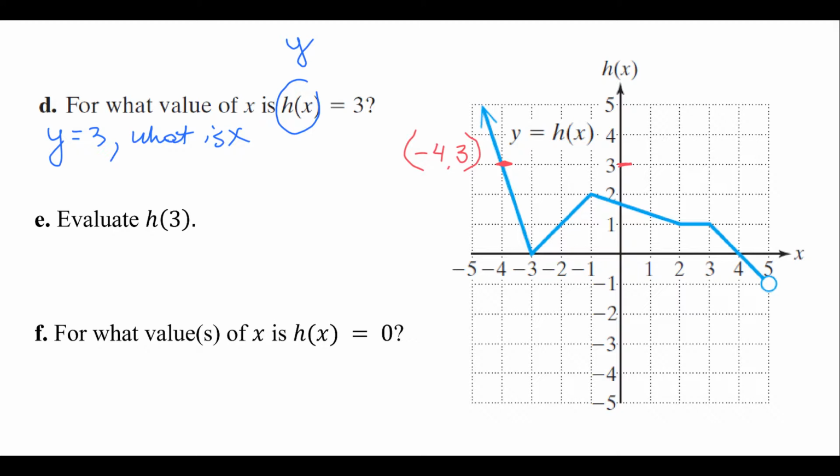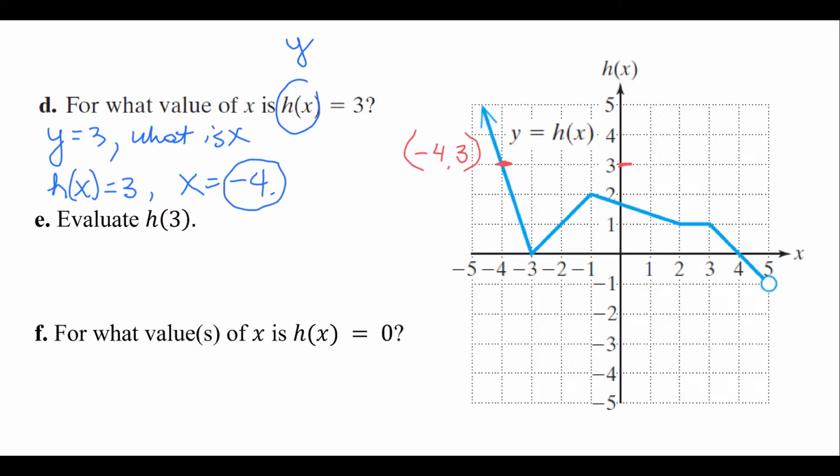So then to answer our question, when h of x is 3, the only x that could have given that y value, or that h of x, is x equals negative 4. So for what value of x is h of x equals 3? Well, that answer is negative 4.